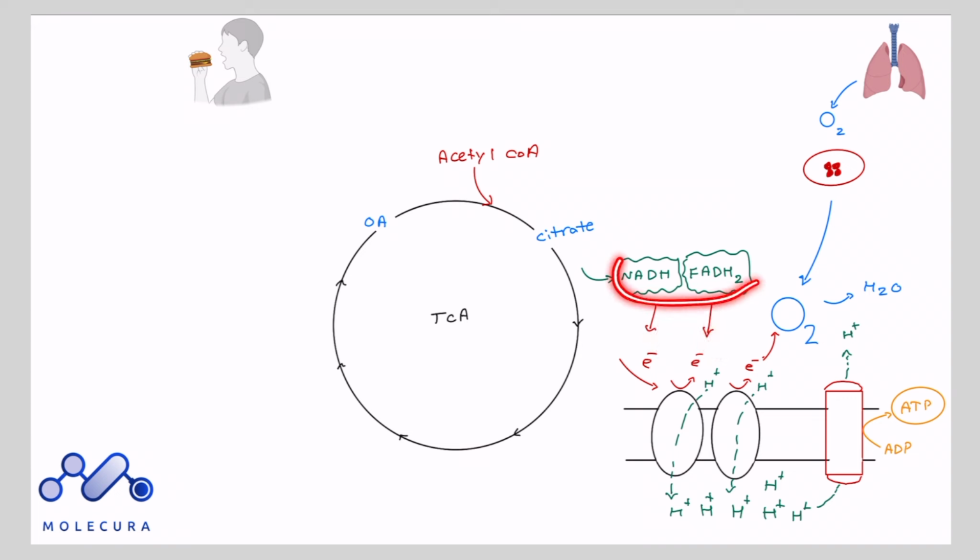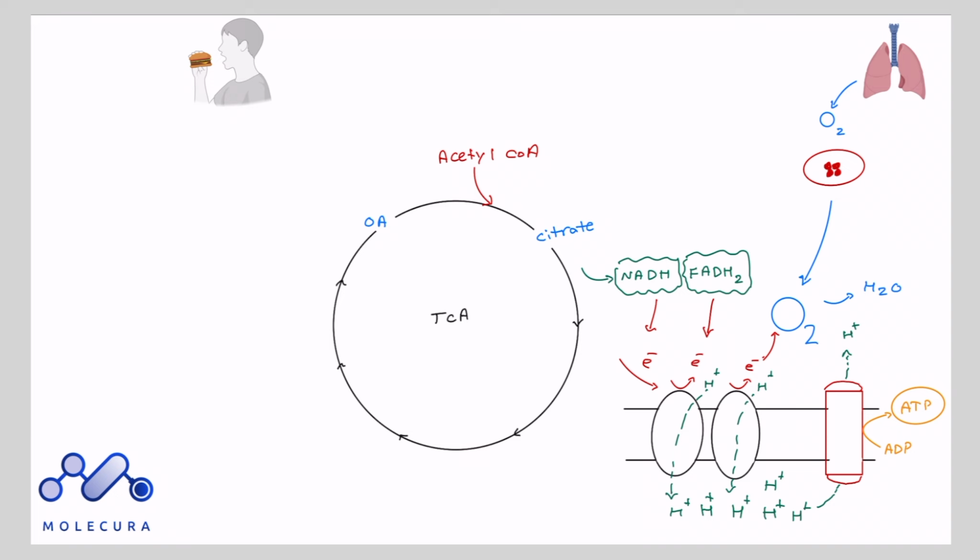And where are these electron carriers coming from? It's coming from the TCA cycle. Now, as we said, for the TCA cycle to start, we have our oxaloacetate and we have our citrate. Oxaloacetate gets converted into citrate, and for this it has to react with acetyl coenzyme A. Where does acetyl coenzyme A come from?